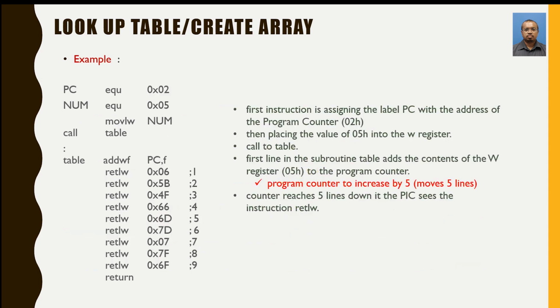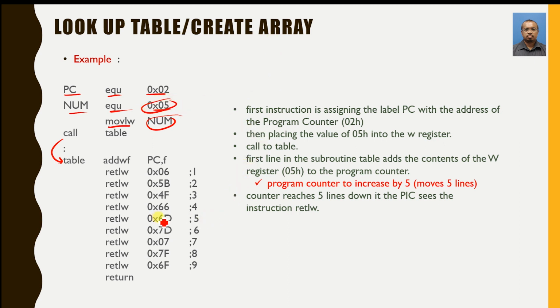So what we are doing here today is to create an array. And how do we call them? For example, we now define a program counter EQU 0x02, and then number equals to 05. So we put number into W working register, and here we call the table. So the table is the indicator or an array. In this case, an array that we want to look for is number 5.